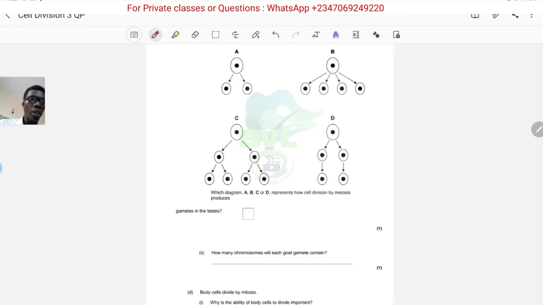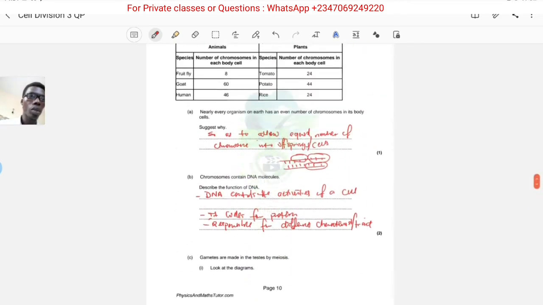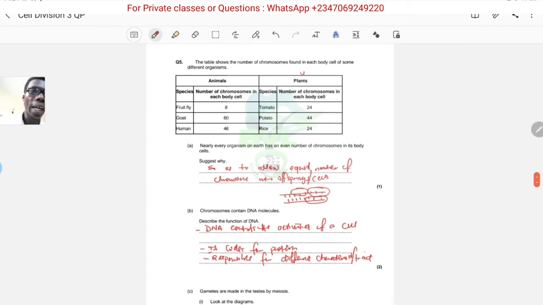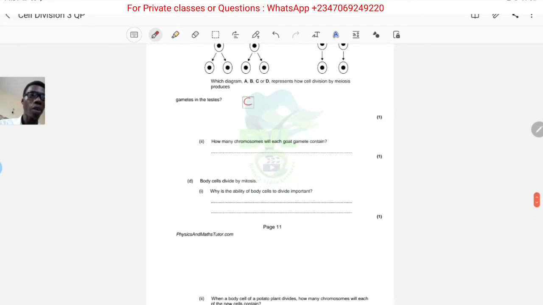He says here, how many? So this is C. How many chromosomes will each goat gamete contain? Interesting. Goat. So goat has 60 chromosomes in the body cells. So the gamete we have half of that. So it's going to be 30 chromosomes. Body cells divided by mitosis.